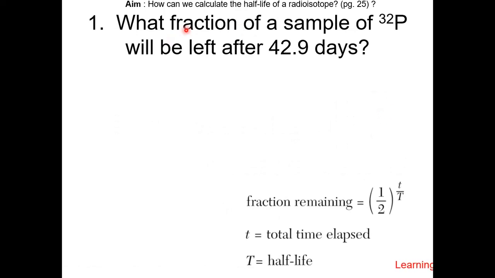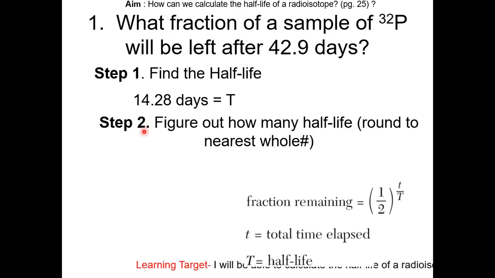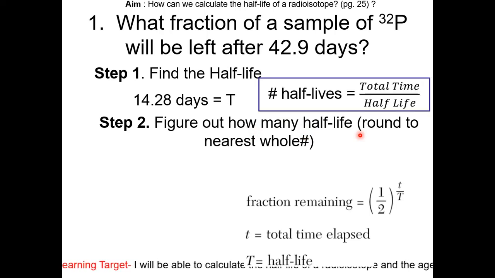Question 1. What fraction of a sample of P-32 will be left after 42.9 days? Step 1. Find the half-life. For P-32, you have to look on Table N on your reference table. It is 14.28 days. Step 2. Figure out how many half-lives. You have to use this equation. Number of half-lives is equal to total time over half-life.